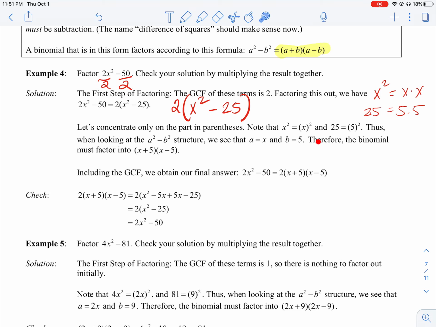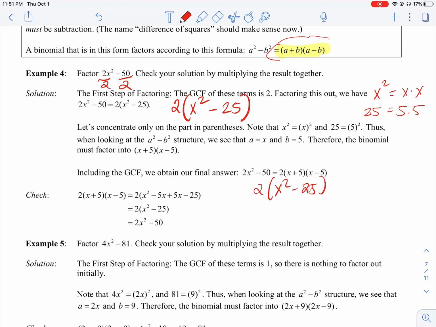Okay, moving on. Thus, when looking at the a squared minus b squared structure, we see that a is equal to x and b is equal to 5. Therefore, the binomial must factor into x plus 5 and x minus 5. Including the GCF, we obtain our final answer. So now we have 2, oops, sorry. Now we have 2 times x squared minus 25.